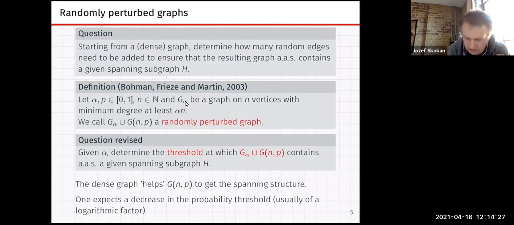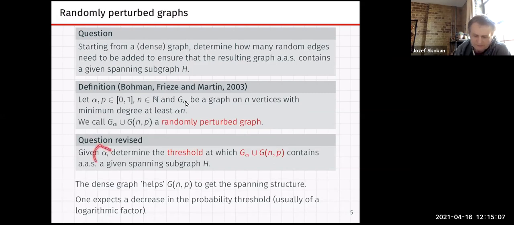This was formally defined in a paper by Bohman, Frieze, and Martin in 2003. The model depends on two parameters, alpha and p. For this alpha and p, you take G_alpha, which is a graph on n vertices with minimum degree at least alpha n. Then you take a random graph G(n,p) on the same vertex set, and you take their union and call this the randomly perturbed graph.